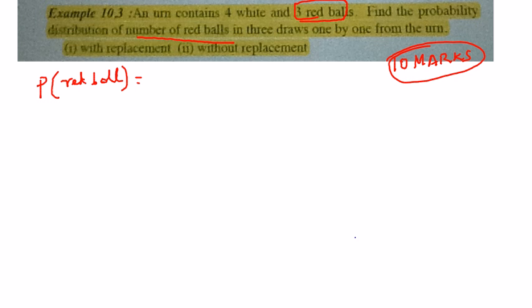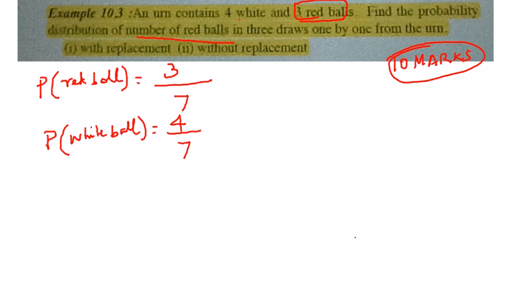So if I write the probability of getting a red ball, totally how many balls are there? 7 balls, 4 plus 3. In that 7 balls, the probability of me getting a red ball is 3 by 7 because there are only 3 red balls. And the probability of not getting a red ball, that is the probability of getting a white ball, is 4 by 7, because there are only 4 white balls.